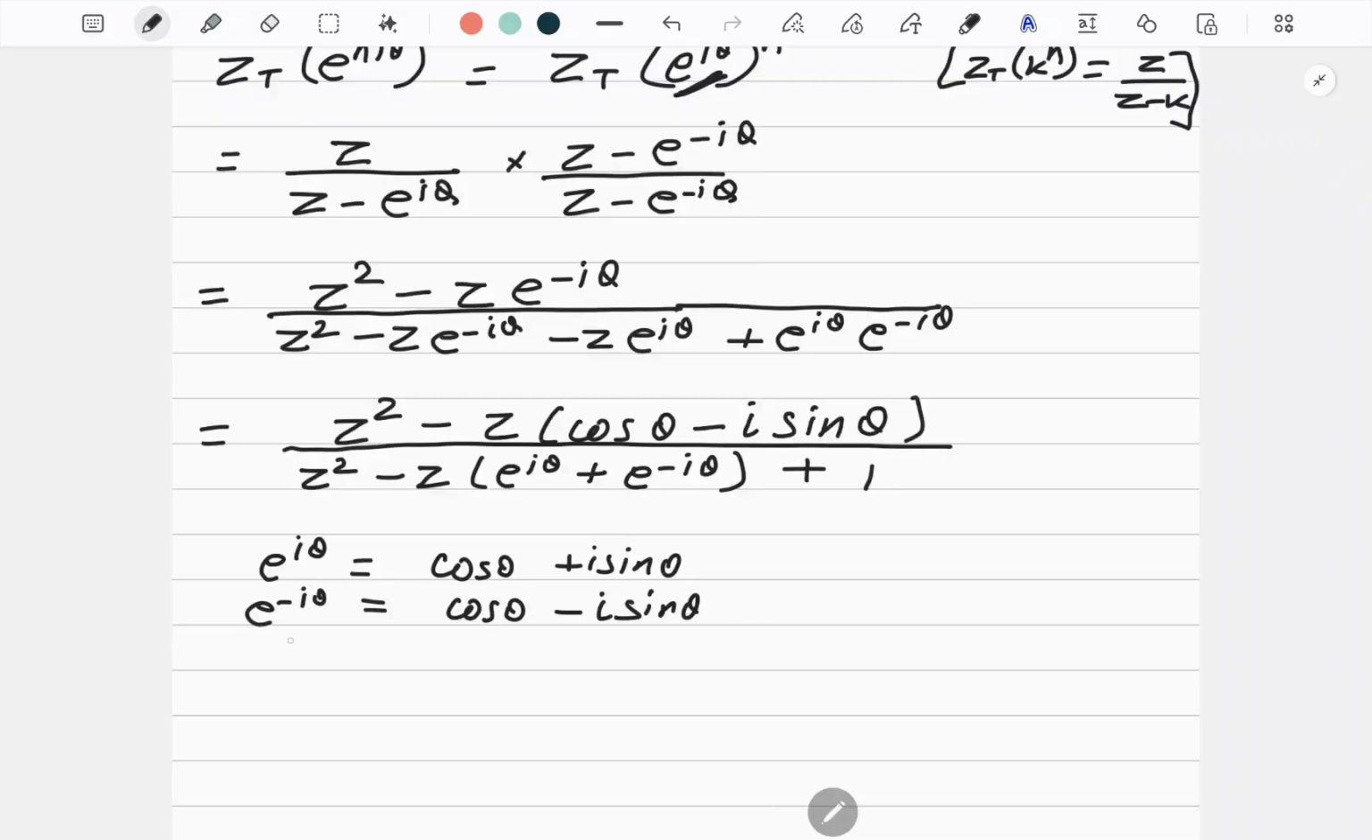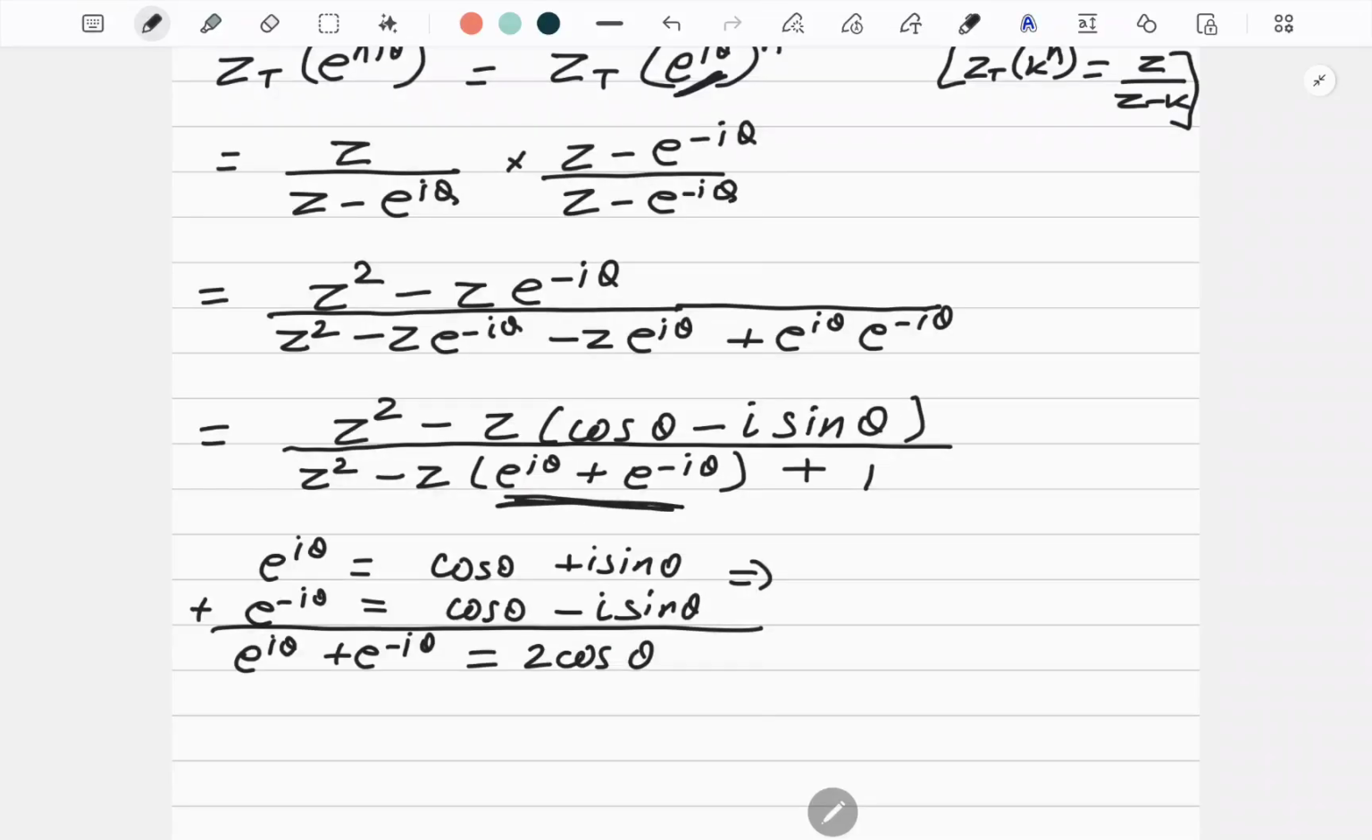Now tell me one thing, can I add these two equations? If I add these two equations, what will I get? This side it will become e to the power i theta plus e to the power minus i theta is equal to 2 cos theta. Correct? The same thing I am using here. I got this result. In place of this, I am writing 2 cos theta. Same way, if it was minus, I would have subtracted to get the value of sin theta. So this result only I am using here.